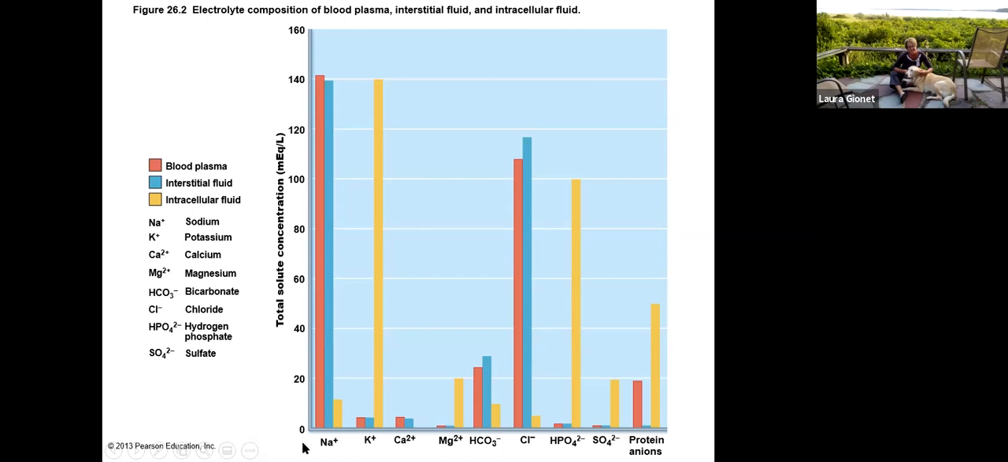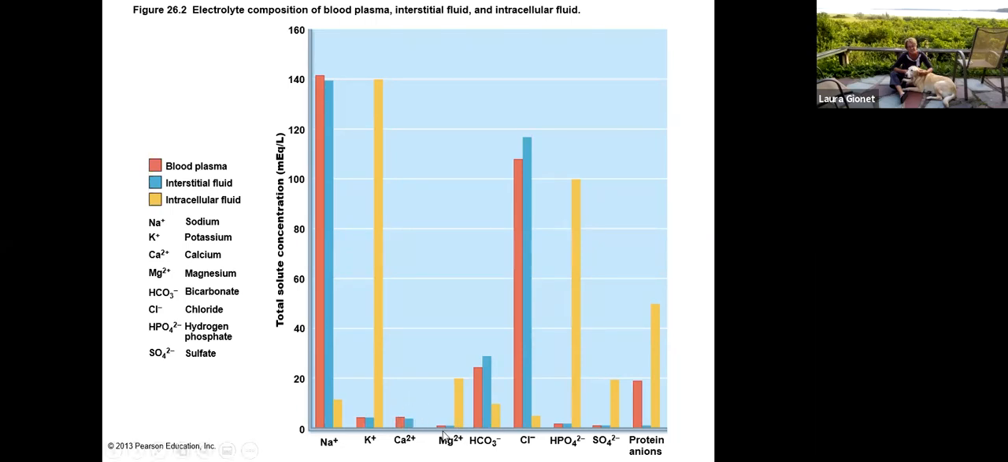So on the bottom here, we have sodium, potassium, calcium, and look how they work in opposition to each other. If sodium is high in blood plasma and interstitial fluid, it's low in intracellular fluid, and then potassium is low in the red and the blue and high in the gold, which is intracellular. Calcium, not so much, it's mostly found in blood plasma and interstitial fluid, even in small amounts.